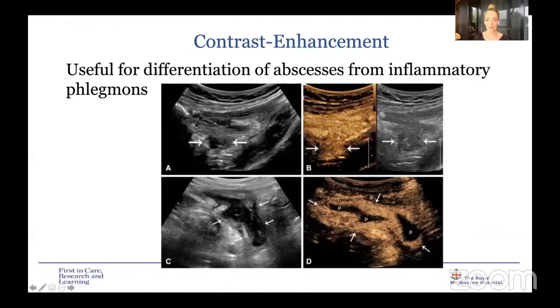If you use the contrast and it fills up, as you can see here, then it's almost certainly a phlegmon. This hypoechoic area here is where you're again worried about an abscess. When you use contrast, it does not completely fill up. So you have these areas that remain hypoechoic, which is pus. So therefore that's an abscess.